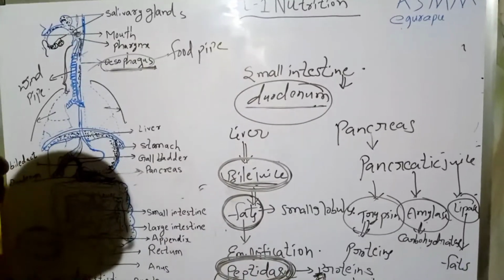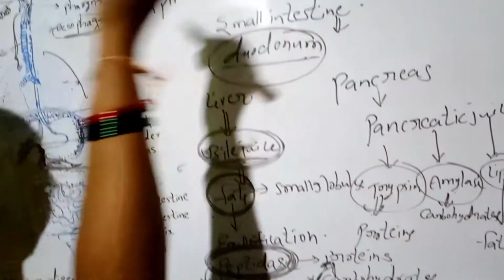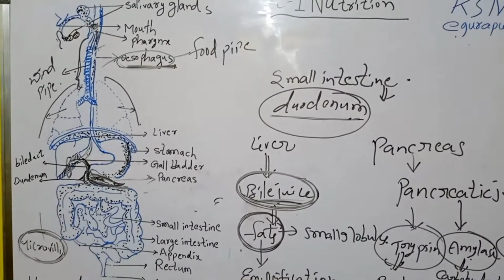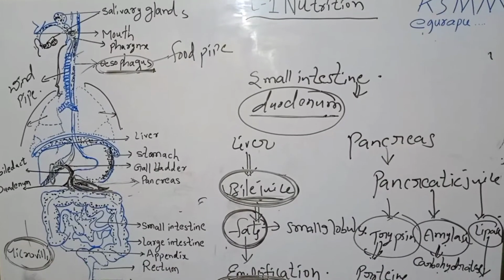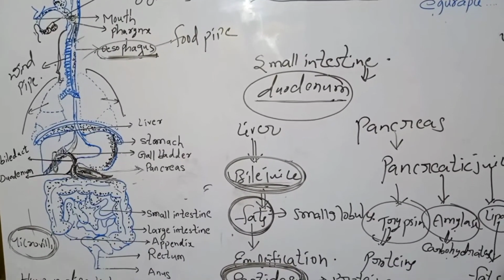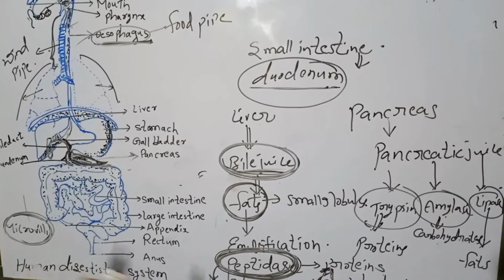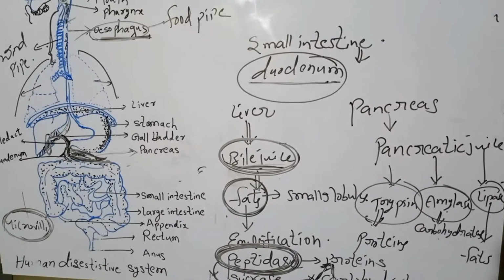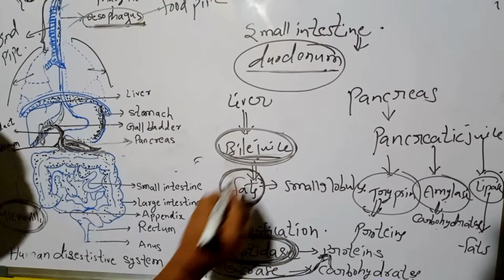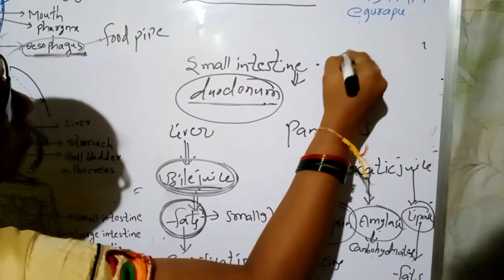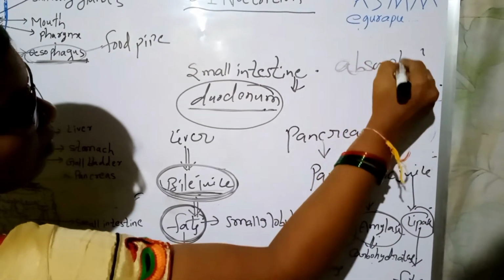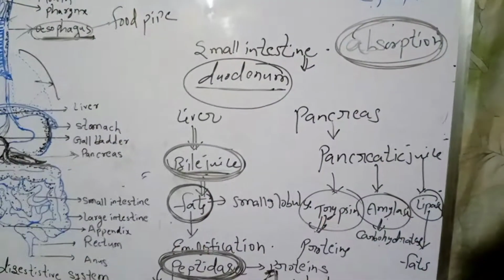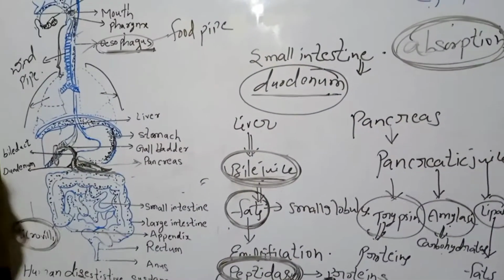After the digestion of carbohydrates, proteins and fats in the small intestine, what will happen? Then the next step is transport. Transport of the products of digestion from the intestine into blood. This process is called absorption. What is that process? Absorption. Okay. After digestion, the absorption process is going on.